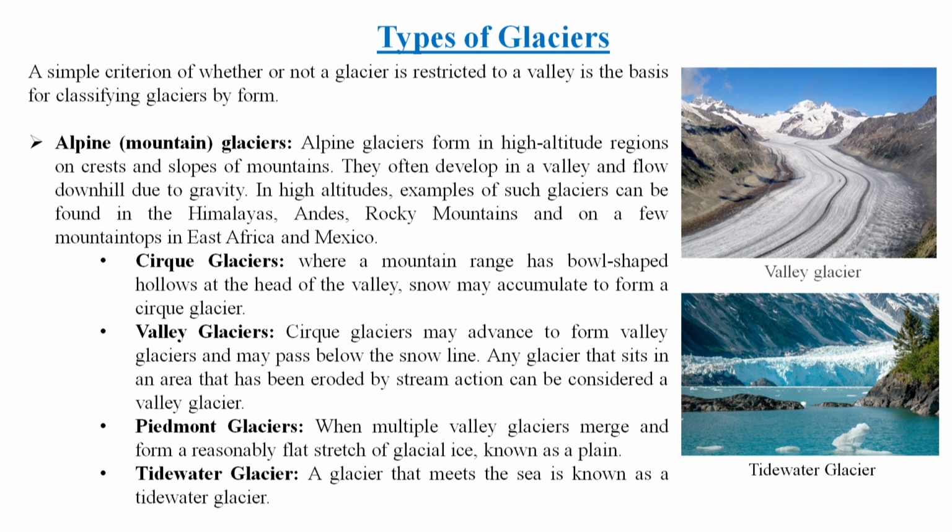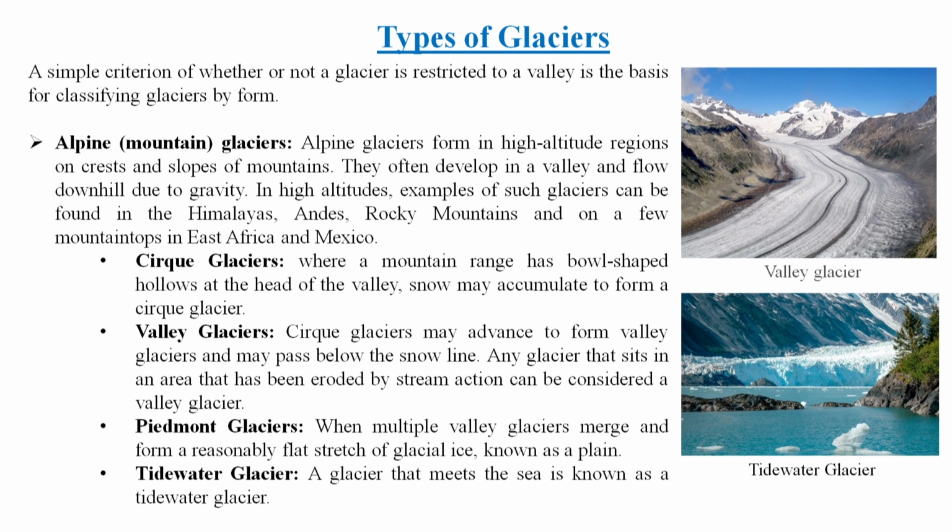The first one is the cirque glacier, where a mountain range has bowl-shaped hollows at the head of the valley. Snow may accumulate to form a cirque glacier. Then you have the valley glacier, like this beautiful field photograph from the Alps mountain belt, where you can see this beautiful valley glacier, that the glacier is flowing in a valley. We'll be talking about the morphology of the valley in a bit, but just to refer here that this glacier is flowing in this valley. So a cirque glacier may advance to form a valley glacier and may pass below the snow line. Any glacier that sits in an area that has been eroded by stream action can be considered a valley glacier.